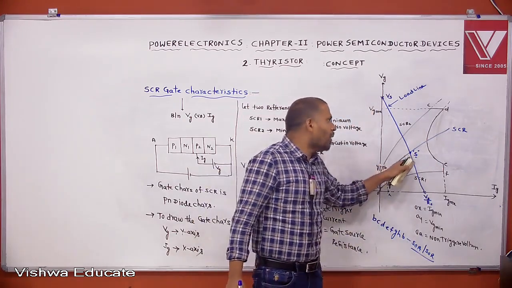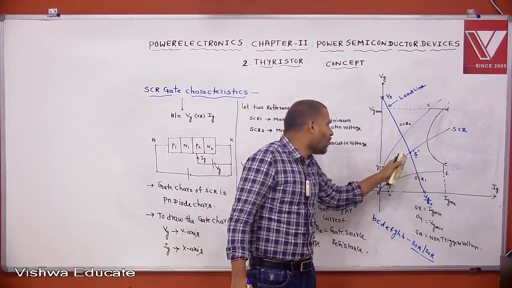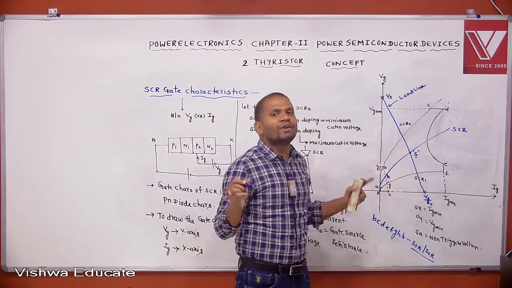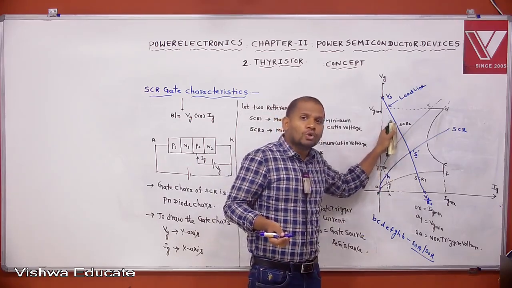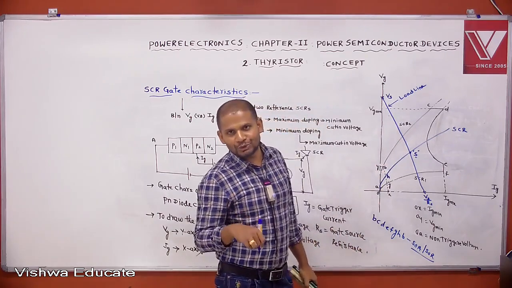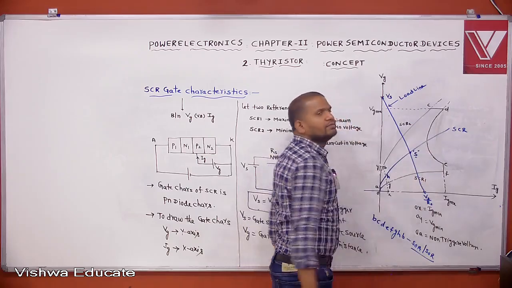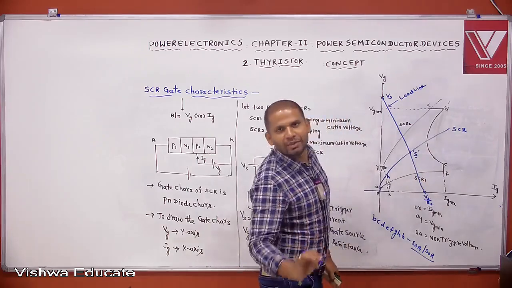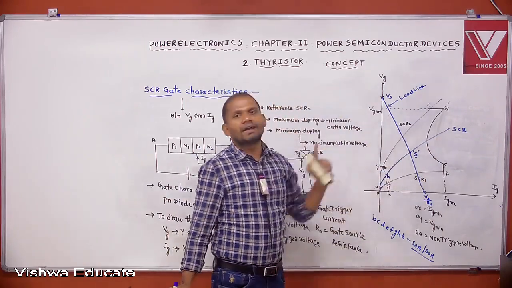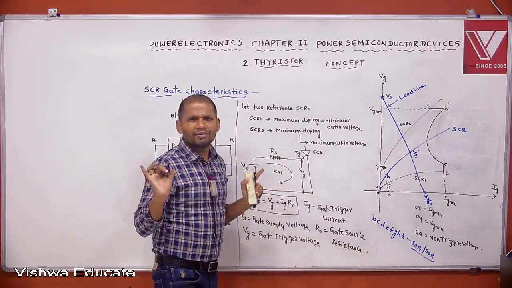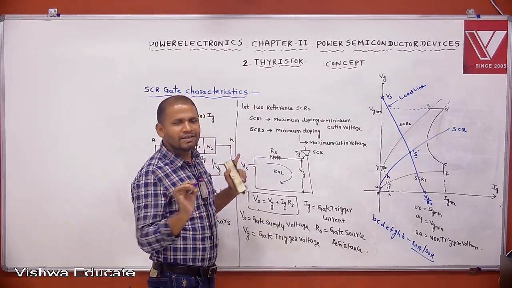This operating point is always in between 1 and 2 only. If the operating point is below 1, the SCR will not trigger. If the operating point is above 2, the SCR will be damaged. Like this, we can find the operating point of the thyristor gate terminal. This line is the load line and this is the given SCR gate characteristics. How to find the operating point is not important for competitive exams; it is only a concept.